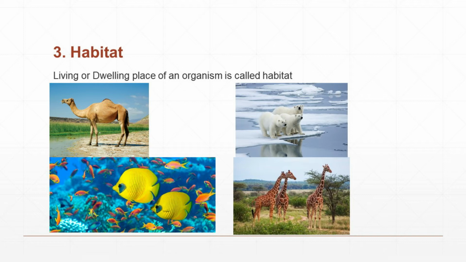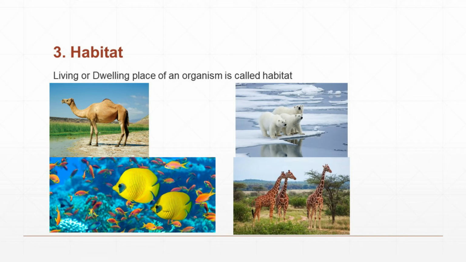Now you can know fish is an example for aquatic habitat. Then camel, then tiger. These are the examples for terrestrial habitat. Fishes and crabs live only in water, while many animals like elephants, tigers, and camels live on land.